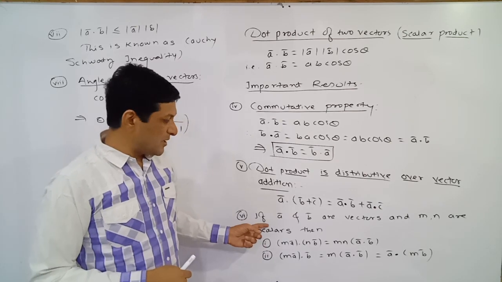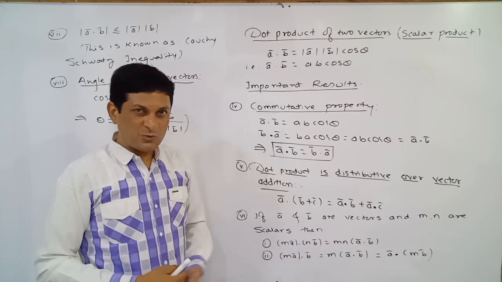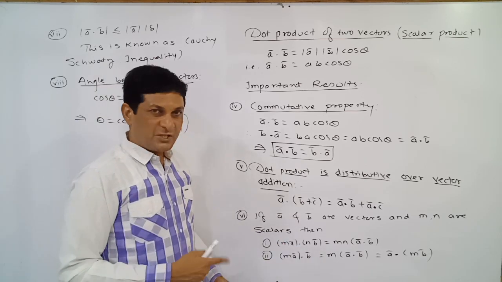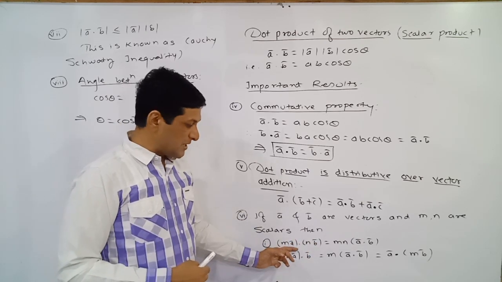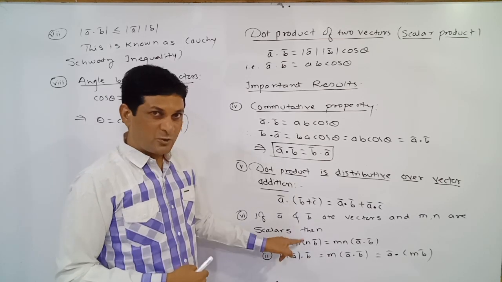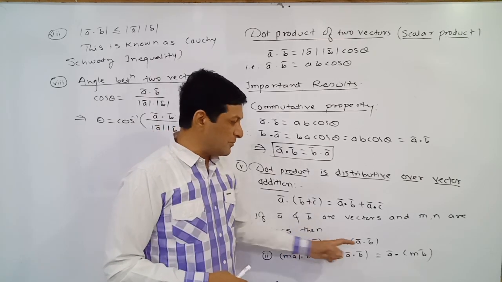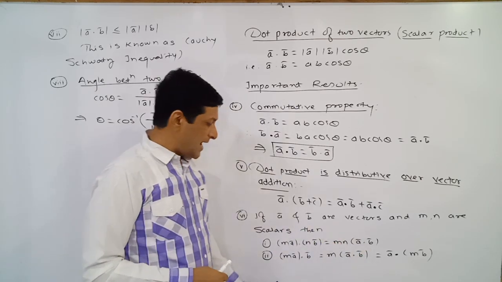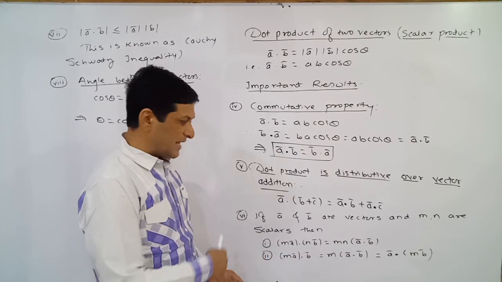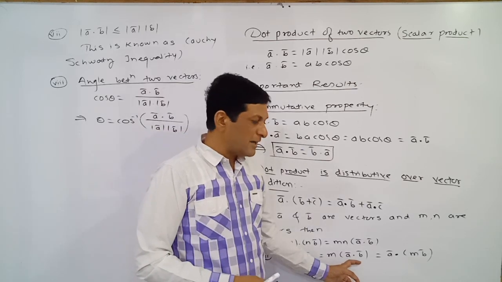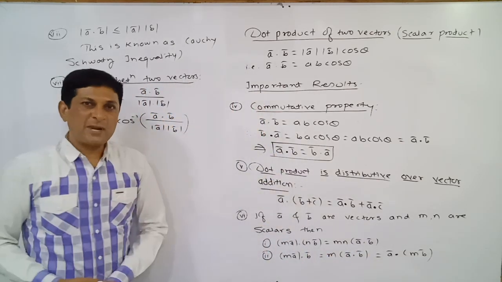Now again remember one important result: if a bar and b bar are two vectors and m and n are scalars, scalar meaning real numbers, let us see which condition is satisfied. Then m a bar dot n b bar, if we are finding the dot product of these two vectors, where m is multiplied to a bar and n is multiplied to b bar, can be written as m into n times a bar dot b bar. And if m a bar dot b bar is there, then we can take the scalar m outside, so it can be written as m times a bar dot b bar, or it can be written as a bar dot m b bar also. We apply these properties while solving examples.